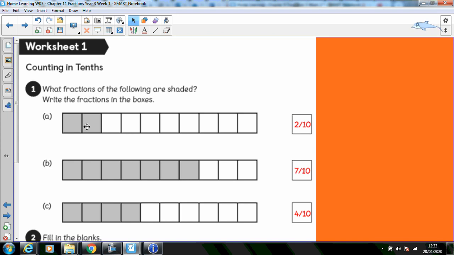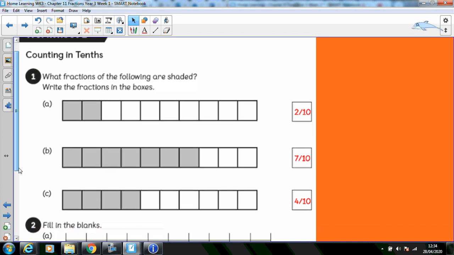Okay, here we could see 2 of the 10 parts were shaded. Now here, the fraction is written slightly differently. Can you see? Often we have the numerator above the denominator, and here they're written side by side with that slash in between. Okay, both are correct, so if you've written 2/10, that is correct. Okay, here we've got 7 parts out of 10 that are shaded, and for C we've got 4 parts out of 10 that are shaded.